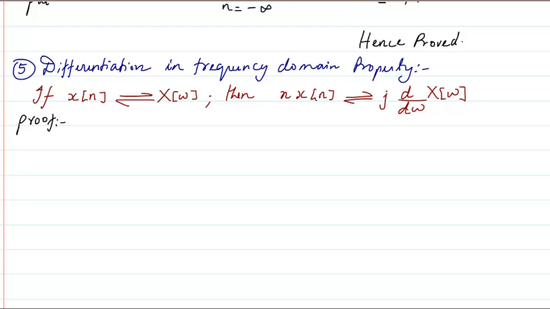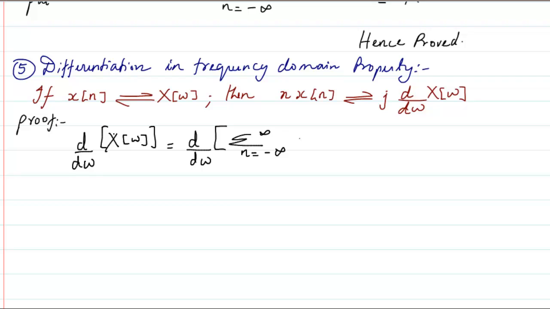We will start in the reverse order. That means, suppose we already know x of omega, what is the differentiation of x of omega with respect to omega? For finding that, I will have to differentiate with respect to omega the equation of x of omega, which is summation n equal to minus infinity to infinity x of n e raised to power minus j omega n.